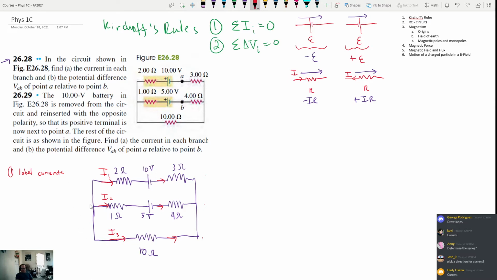It does not matter what direction you pick. So if you're trying to do this problem yourself, make sure you pick the same directions as I picked. That way you can compare and we can have our equations be the same. The second thing to do is what George said, which is to draw loops. Any questions before we move on to step 2?